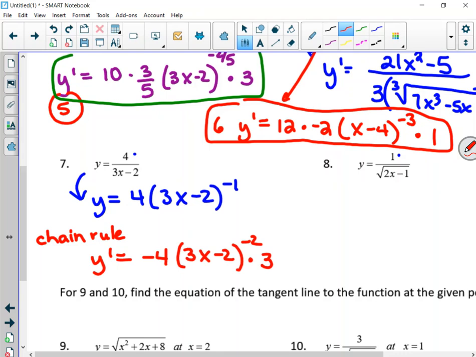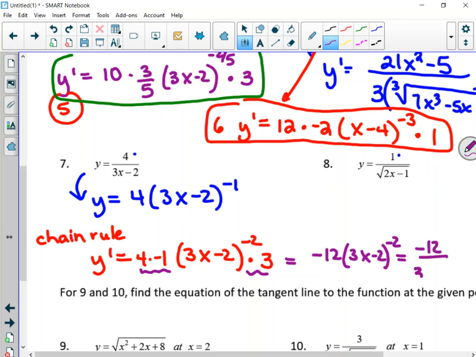Times another 3. So the negative 1 down to the front would make the negative 4. I'm actually going to write that. So it would be like a 4 times a negative 1 times the 3x minus 2 to the negative 2 times a 3. And if you put all the constants together, that's going to make a negative 12 times a 3x minus 2 to the negative 2, which is exactly what I got with the quotient rule.